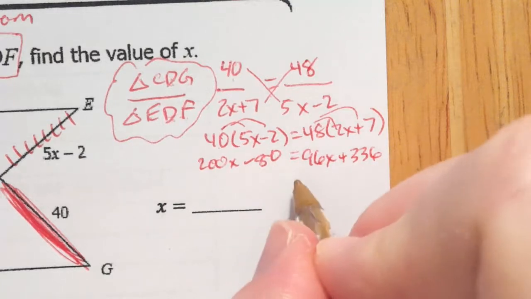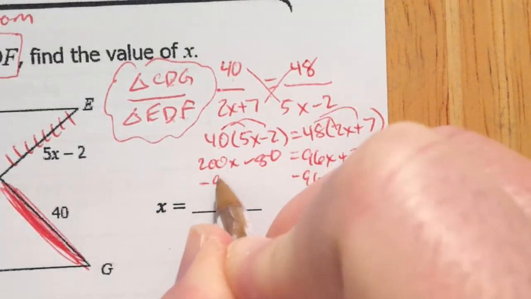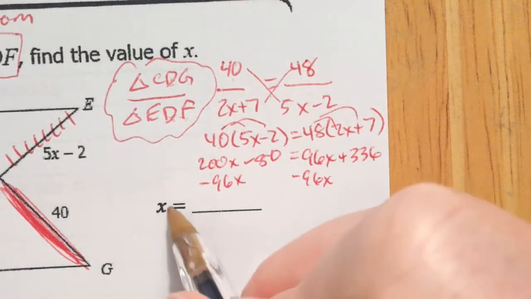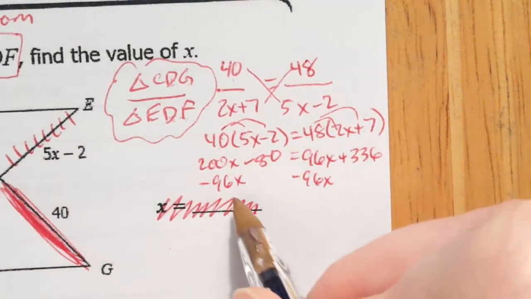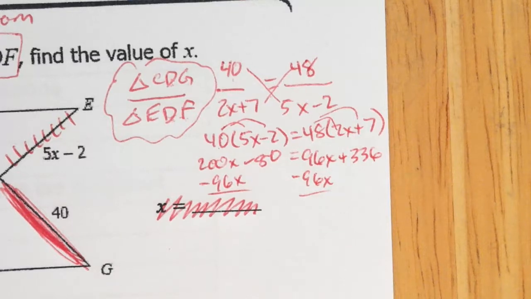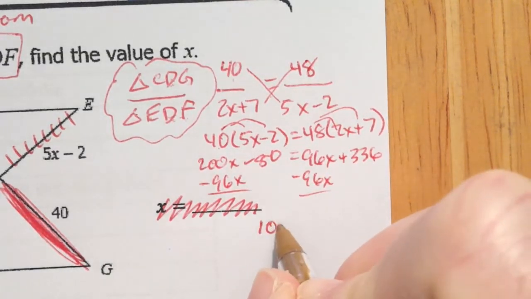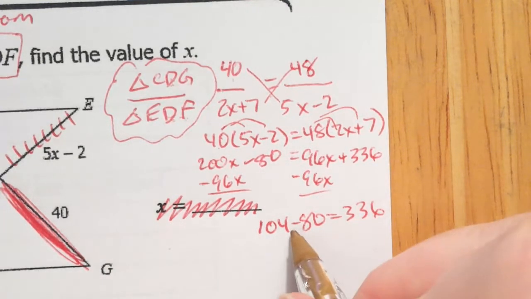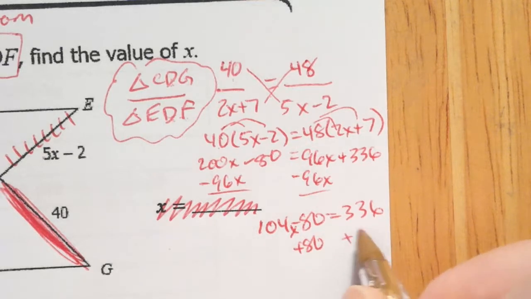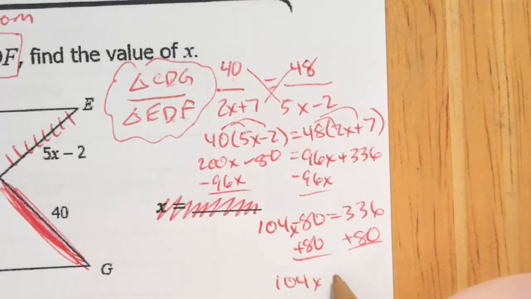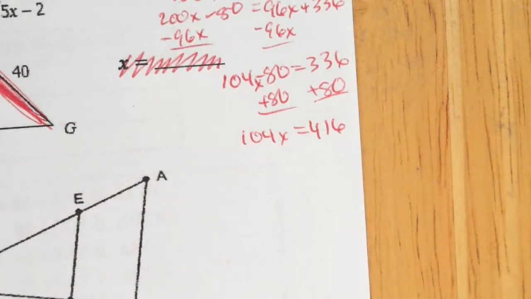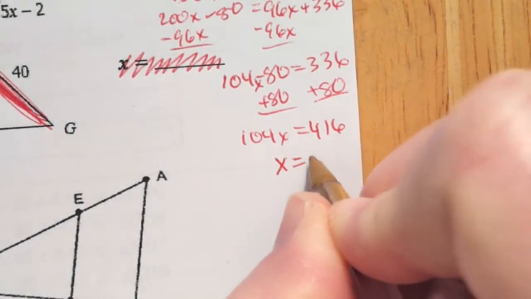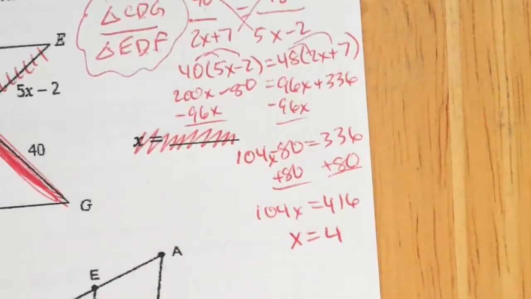All right, so we're going to solve. I'm going to subtract 96x from both sides. I'm running out of room, so we'll just write that down later. Okay, so 200 minus 96, I get 104x minus 80 is equal to 336. Forgot the x. Add 80 to both sides. 104x is equal to 336 plus 80. We get 416. And we're going to divide by 104 on both sides. We get x is equal to 4.